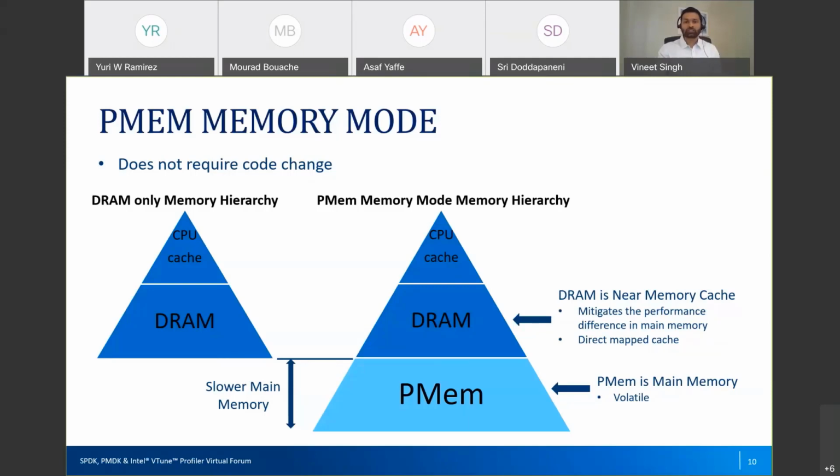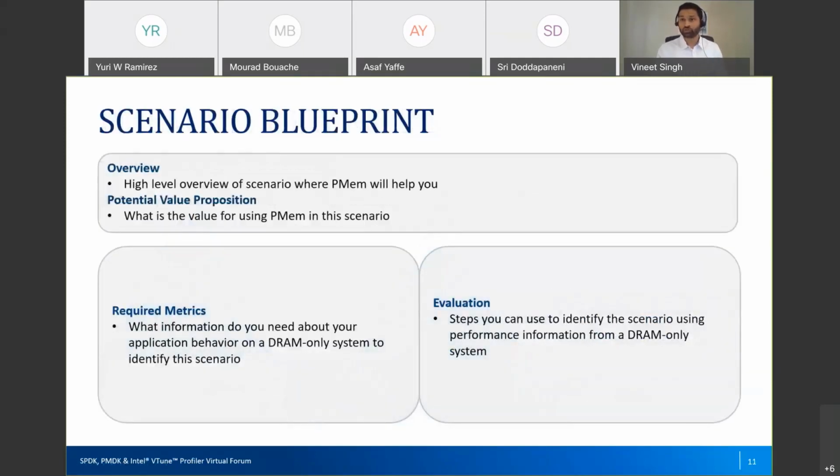So let's move on to the use cases. Where can memory mode be useful to you? I'm going to give you different scenarios where memory mode can be useful. I'll give you an overview of the scenario, what the value of using PMEM in that particular scenario is, and what the required metrics are. And how can you go step by step, based on the data that you have collected from a DRAM-only system, in order to find out if this particular use case is applicable to you.